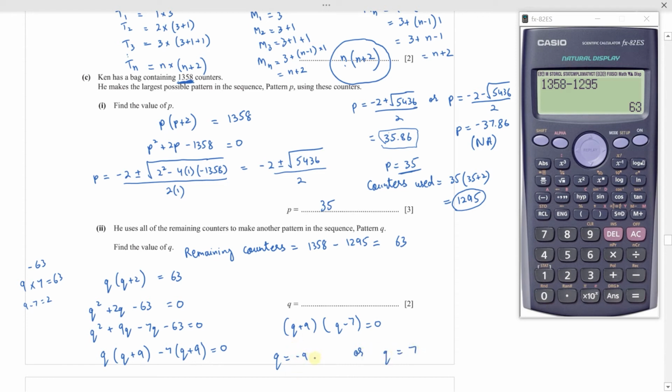So again, you will not use the negative value. This is not applicable because your pattern number cannot be negative. So your value of q is 7, and you can verify it as well. If your q is 7, how many counters will you use in pattern number 7? 7 into 7 plus 2 equals 7 multiplied by 9, which equals 63. So Ken had 63 remaining counters, which he used to create pattern number 7, in which all 63 are used. So that's how you will solve this.